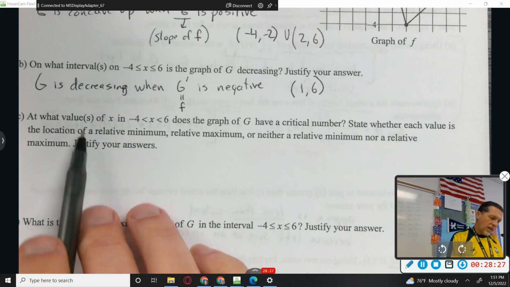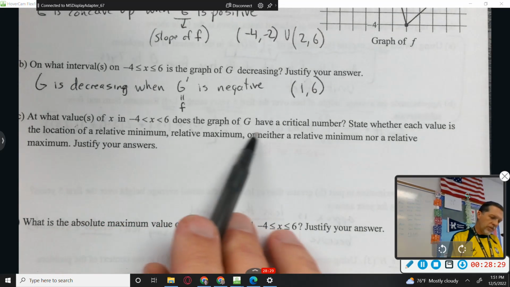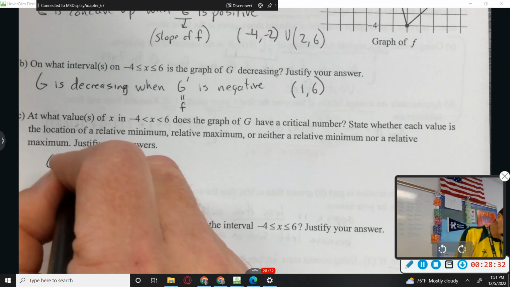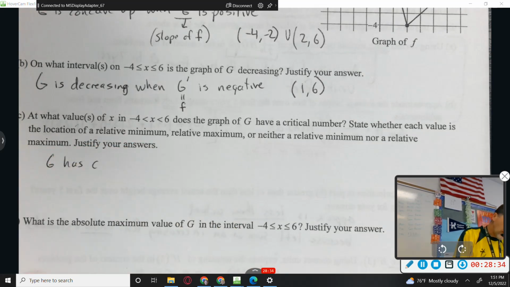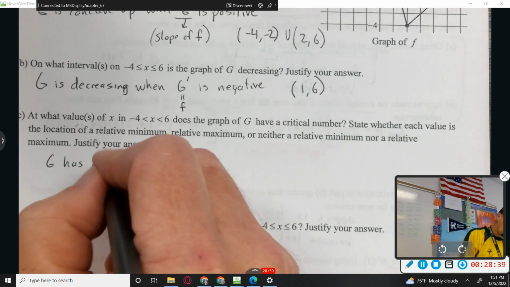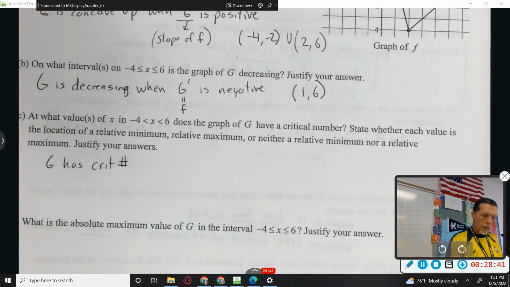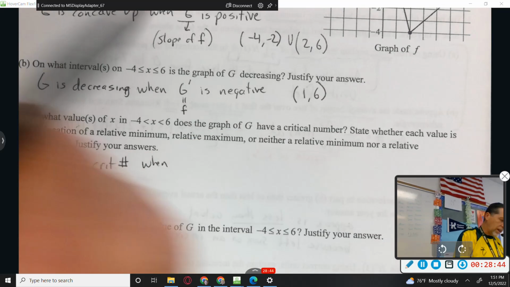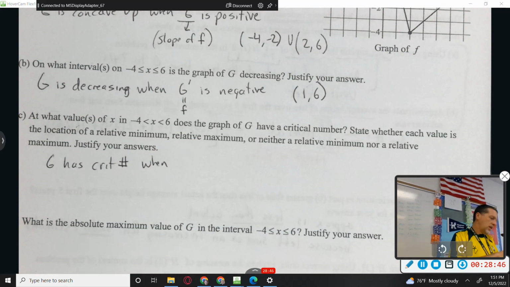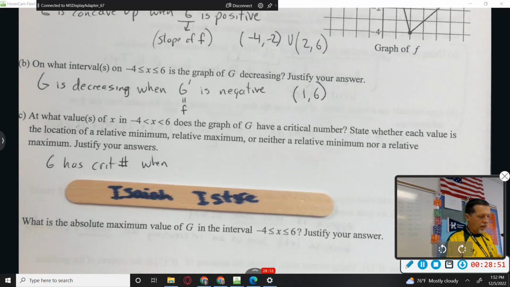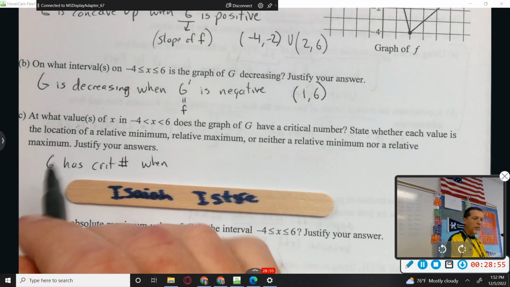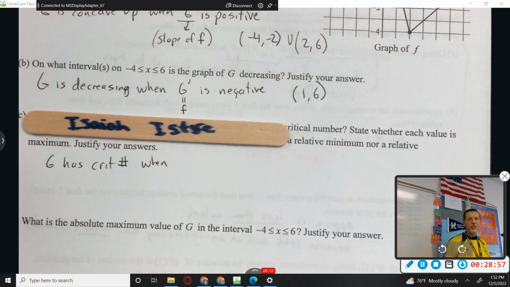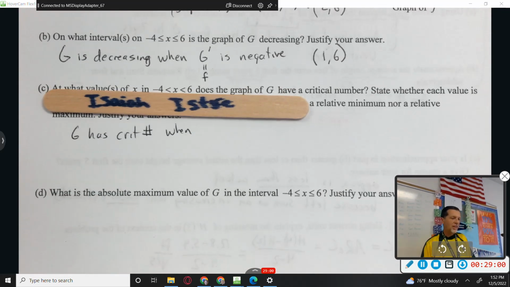At what value does the graph of G have a critical number? State whether it's max or min or neither. Justify your answer. G has a critical number when... Isaiah, what's a critical number? I most want the definition of a critical number in general. It switches from positive to negative.